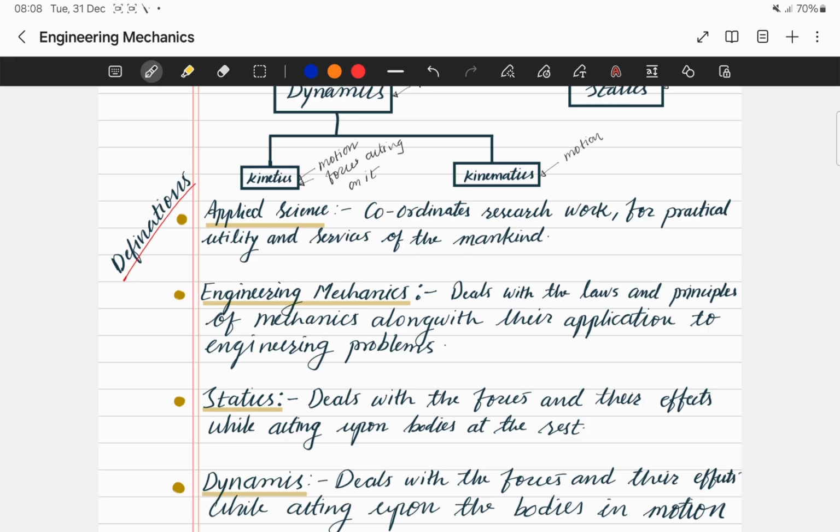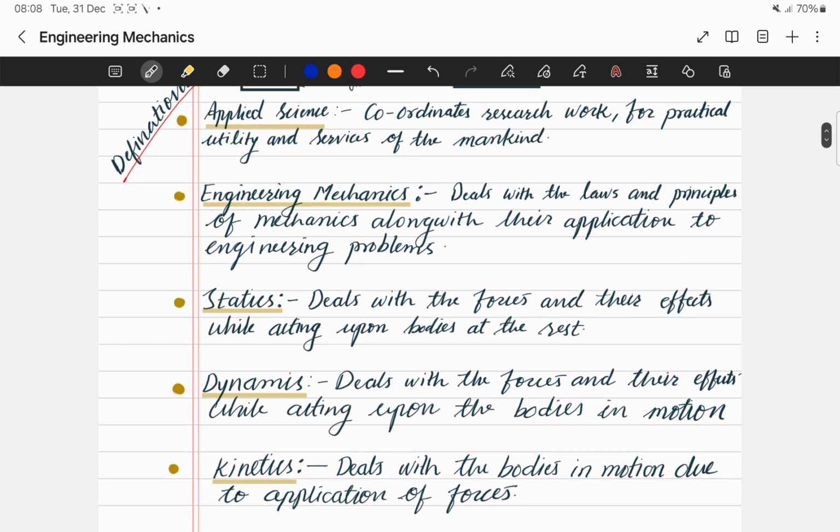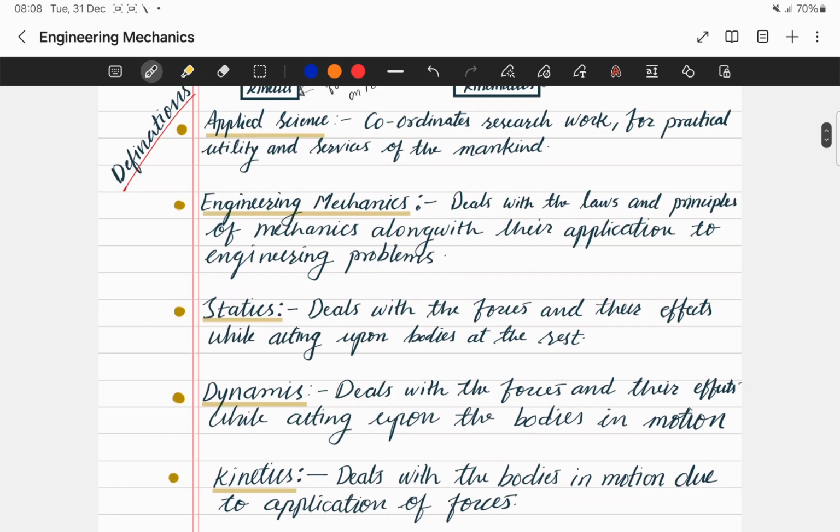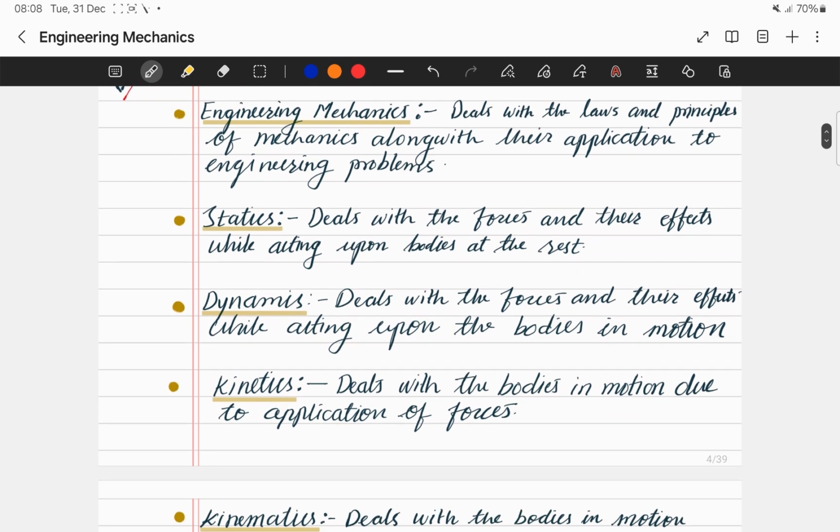All of these definitions I have written here. Applied science is coordinated research work for practical utility and services of mankind. Engineering mechanics is nothing but the laws and principles of mechanics which are applied to engineering problems and the solution is found out. Statics means the body is at rest and all the forces are acting on it, and the effect of these forces on this body is studied, that is nothing but statics.